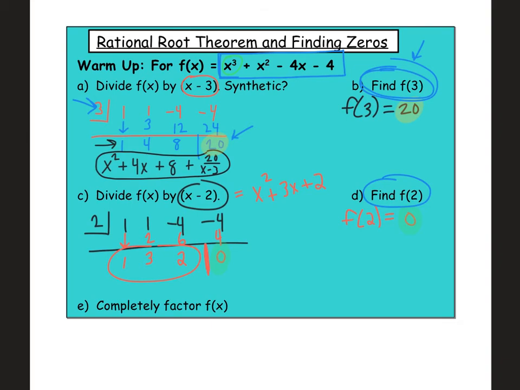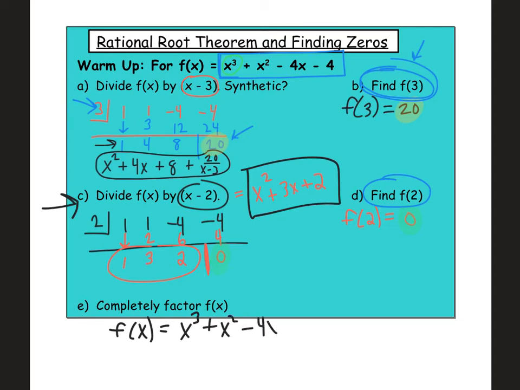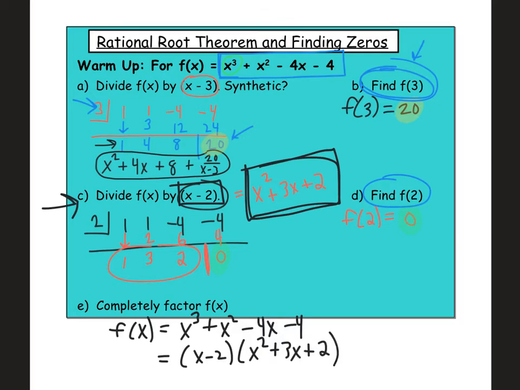And let's think about what we did in part C here. When we divided by x minus 2, and we got this answer right here with no remainder, that means, let me just rewrite f of x. The original f of x was x cubed plus x squared minus 4x minus 4, right? And when we divided it by x minus 2, we got this quotient here, with no remainder. So that means that x minus 2 is a factor, right? If something divides in evenly, it's a factor. And the other factor is what we got when we did the division problem, right? I mean, division kind of gives you the factors.